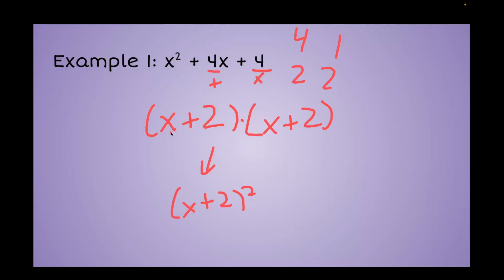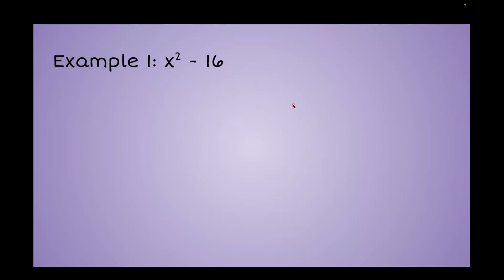And another note, always remember that you can check your answers by distributing again. You can always check your answers. Okay, this problem, this is quirk 2, where there's no x term. So we're going to imagine one.